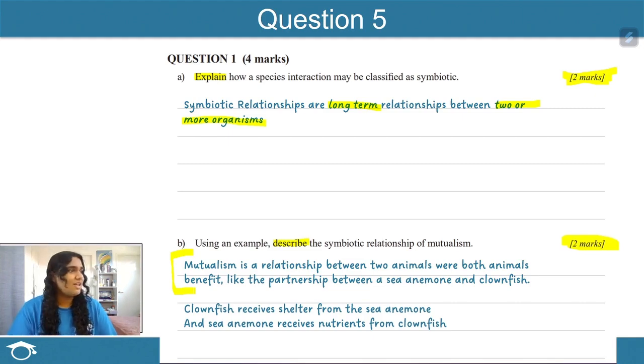You could have also said the white bird and the bull, where the white bird picks all of the ticks off of the cow's back, and the cow benefits as well. The white bird gains nutrients because they have a food source, and the cow benefits by ridding itself of parasites. You could have also said that. I'm trying to think of any others. If not, pop them in the chat and I can mark them off for you if you so desire.